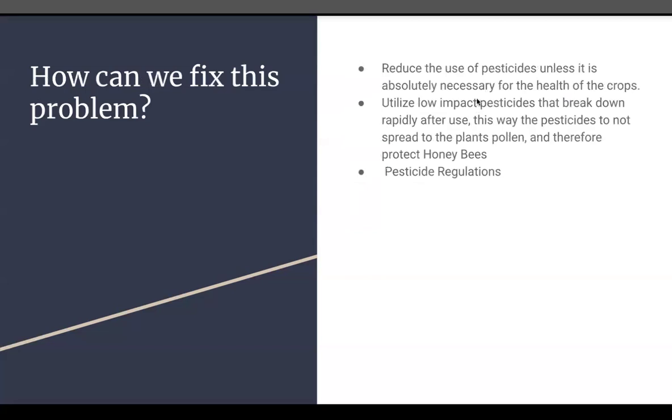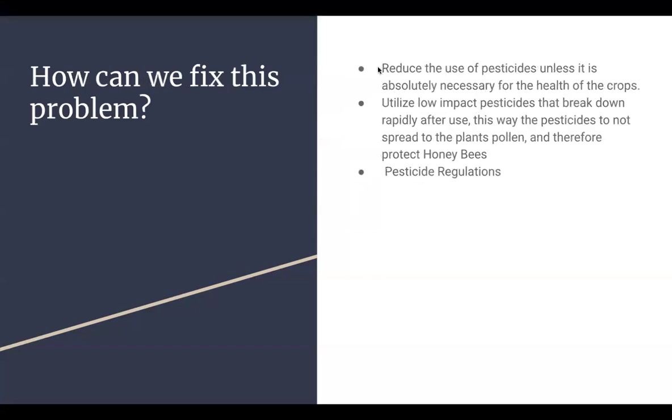This is a slide I wanted to include. We could reduce the use of pesticides unless it's absolutely necessary for the health of crops. We could utilize low impact pesticides that break down rapidly after use. That way, the pesticides do not spread to the pollen and protects the honeybees. And we could restrict usage periods so we use the chemicals during times when bees are not as active.